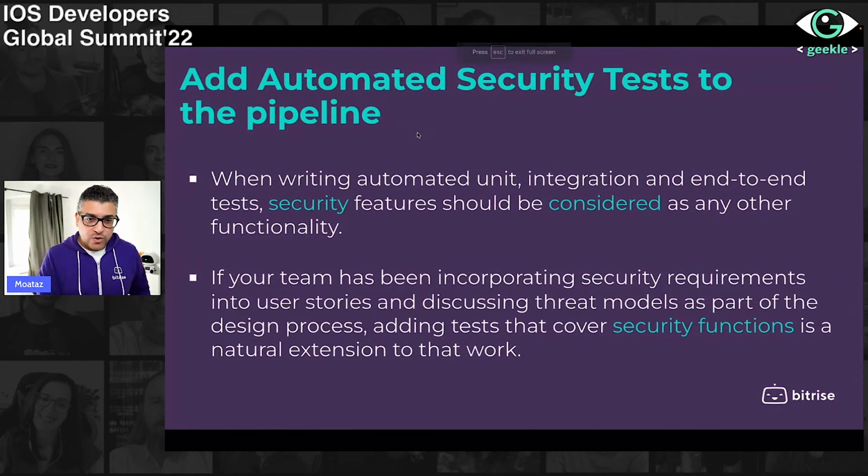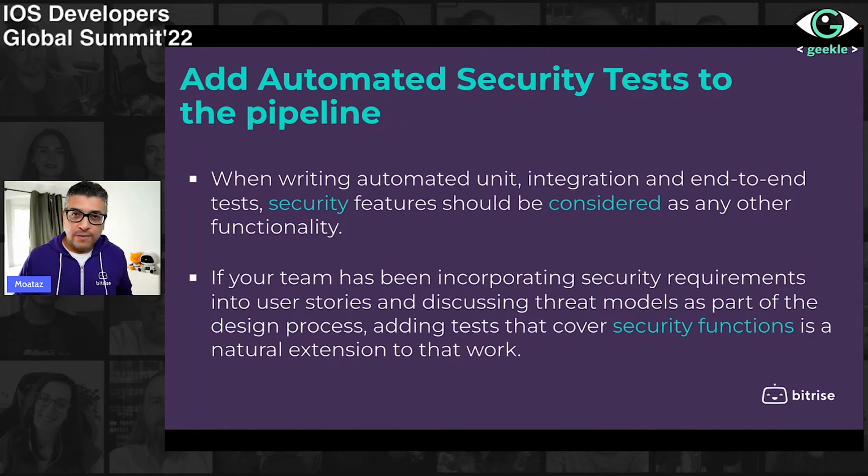Now we need to add automation or automated security tests to the pipeline. So now we know why it's important, and what the different types of security testing methods are. Now we need to add the automated test inside our pipeline. When writing automated unit, integration, and end-to-end tests for functional testing, security features should be considered. We should think about security testing as well.